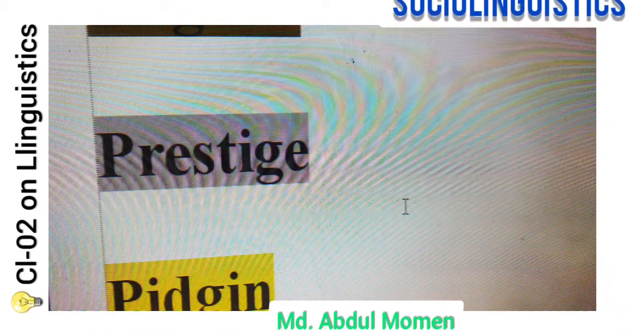So now prestige. What is prestige? We always say you have prestige, I have prestige, everybody has prestige. So what type of prestige is this? Prestige in sociolinguistics is not entirely equal to standard. In fact, any language variety, standard or non-standard, can have prestige among its speakers.